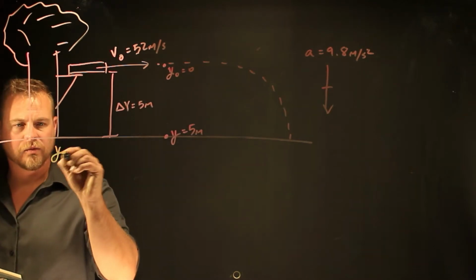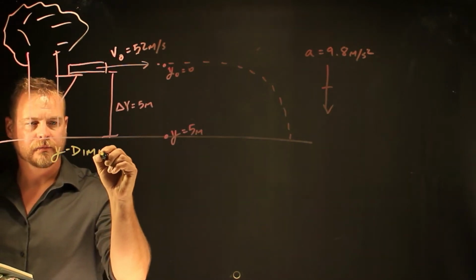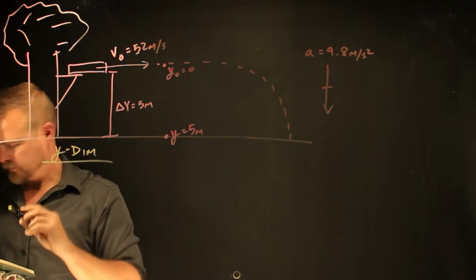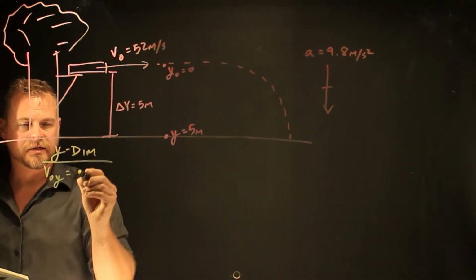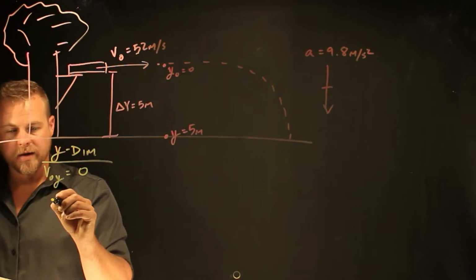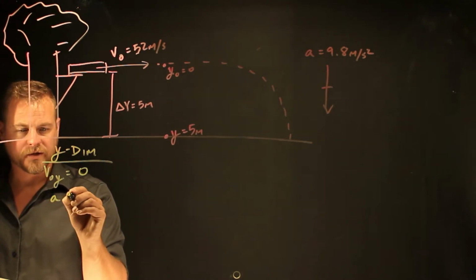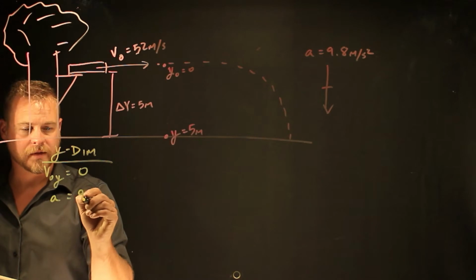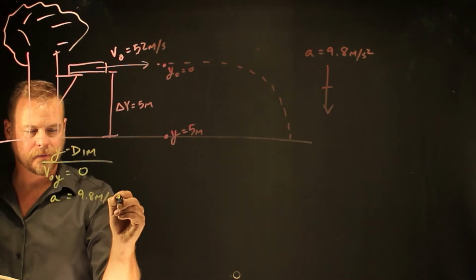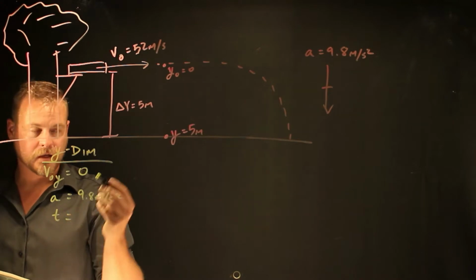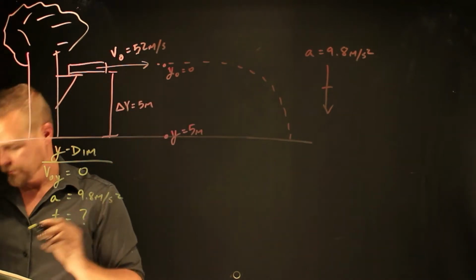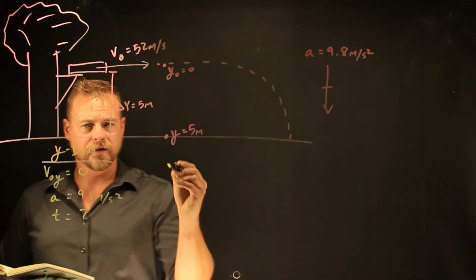And I'm going to want the y dimension. And so my v naught in the y dimension in this case is 0. My acceleration is positive, so 9.8 meters per second squared. And the time is what I'm looking for, and that's basically the fall. This is fairly simple to set up.